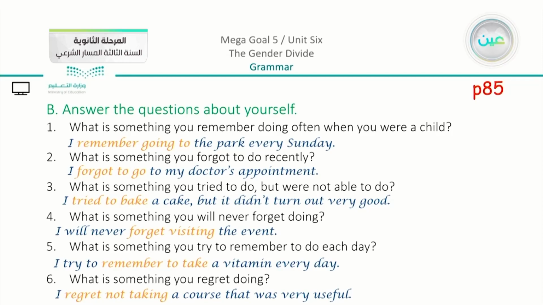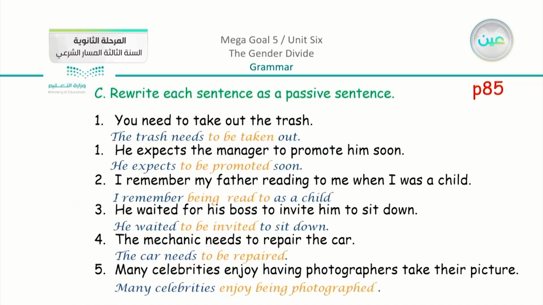You have on page number 58 to answer personal questions about yourself using either the gerund or the infinitive here. Now we can say, for example, number 2, what is something you forgot to do recently? I can answer, I forgot to go to my doctor's appointment. Or number 6, what is something you regret doing? I regret not taking a course that was very useful. So these are personal answers that you can use either with the infinitive or the gerund.